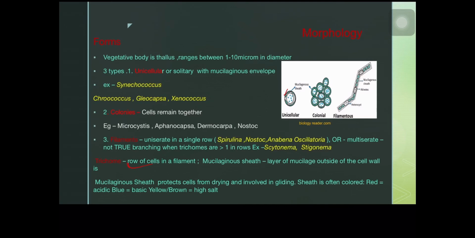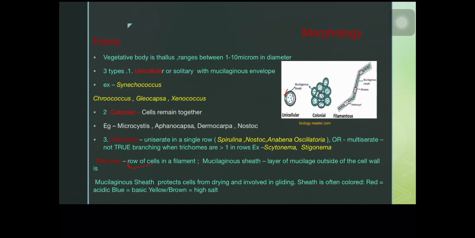The mucilaginous sheath generally gives protection from desiccation and is even helpful for the gliding movement. The color of the sheath even indicates the environment in which they are present. If it is red, that means the environment is acidic in nature. If it is blue, the environment is basic in nature. And if it is yellow or brown, that means the environmental conditions in which they live contain high salt concentrations, etc.